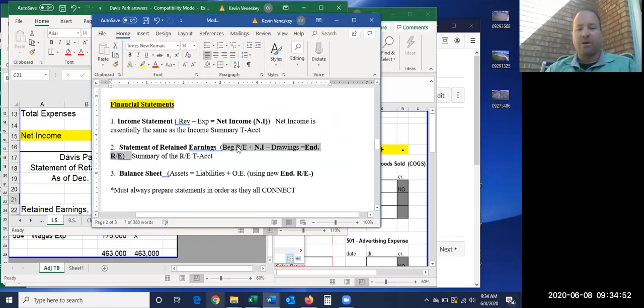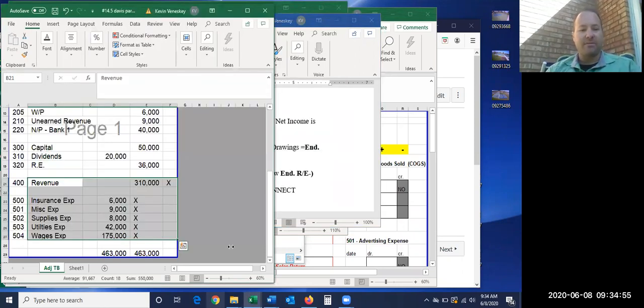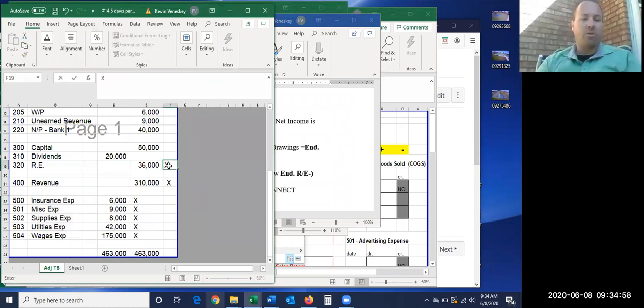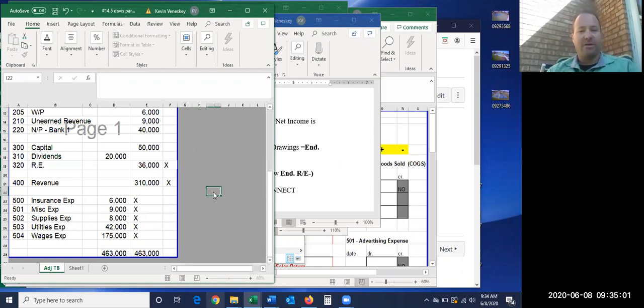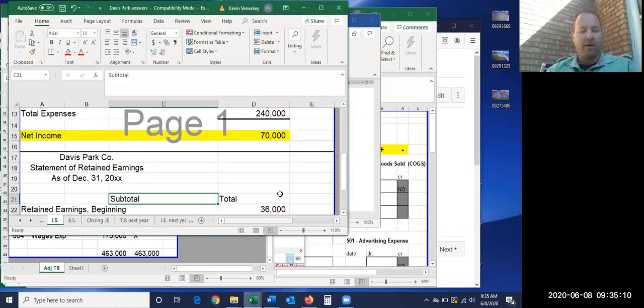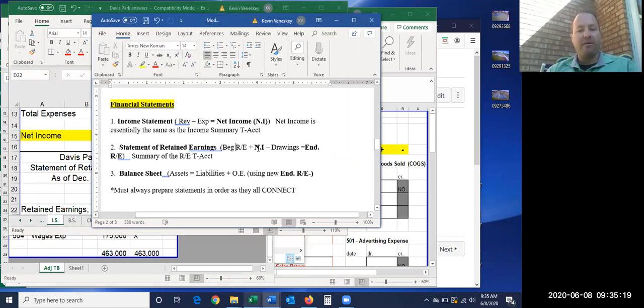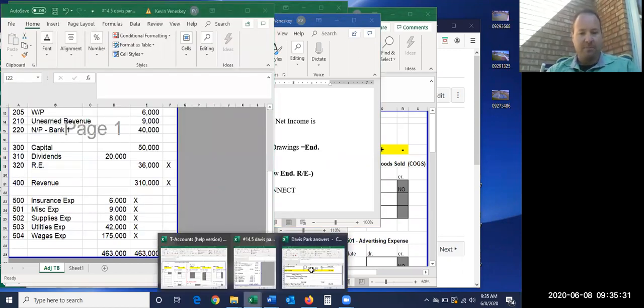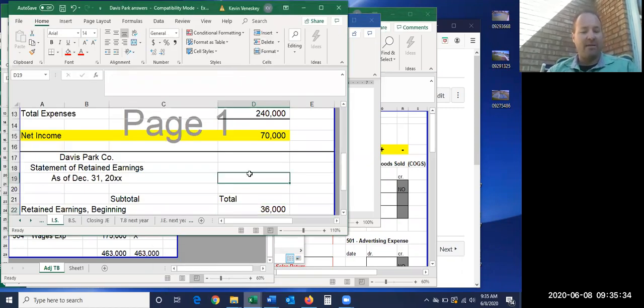And as my notes say, we start off with our beginning retained earnings. So our beginning retained earnings, we're going to use it, so it gets an X. 36,000. Put that over here into our total category. And then we bring in the connecting piece that connects our first to our third statement. We bring in our net income from up here. And our net income was 70,000. So we add that in.